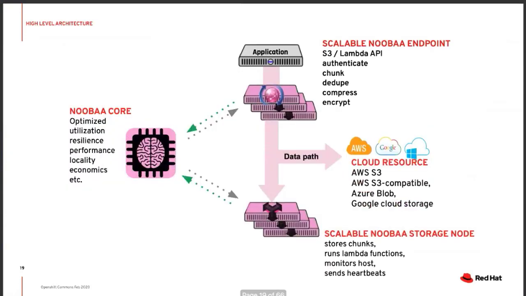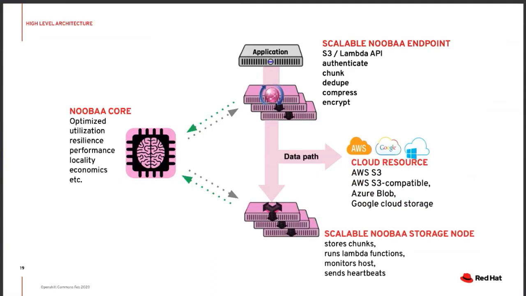How does this work? How is Noobaa composed? Let's start on the left side of the screen. There's the Noobaa core. That's the brain, more or less. The brain that actually takes care of all the stuff that happens inside the multi-cloud gateway. It takes care of optimized utilization. It takes care of resilience. It also takes care of the performance. So it can actually cluster together. You can have multiple instances that work together. It takes care of data locality.